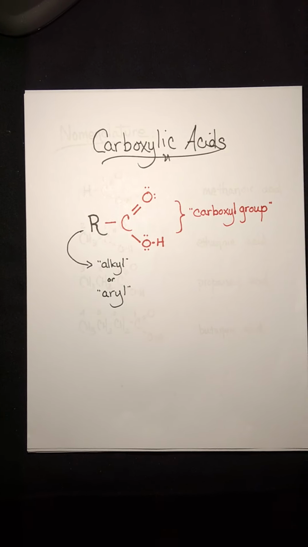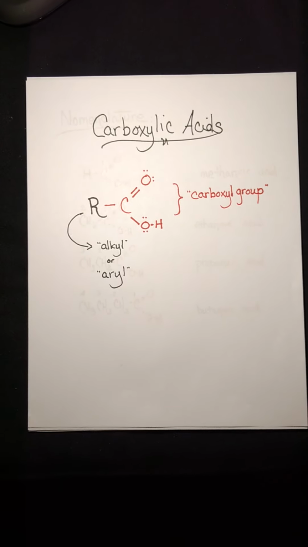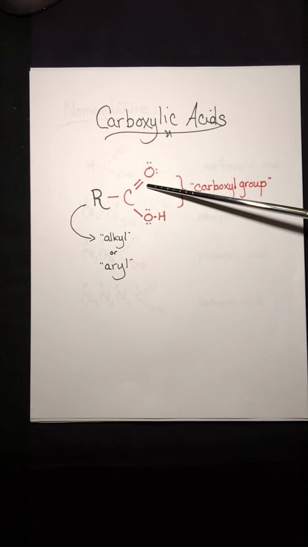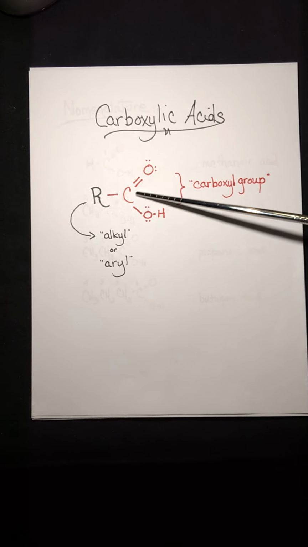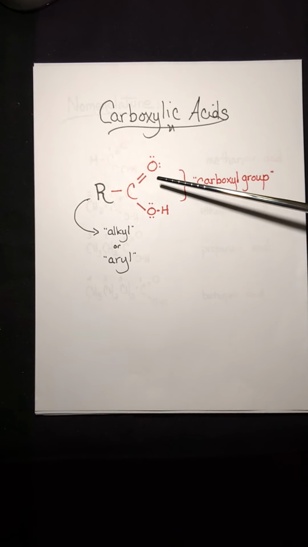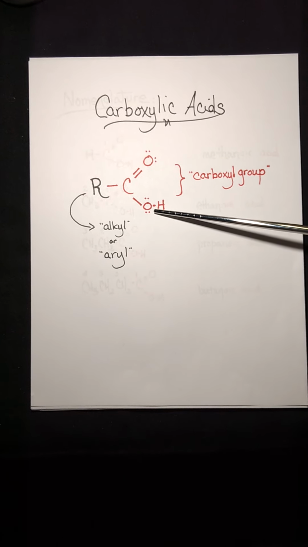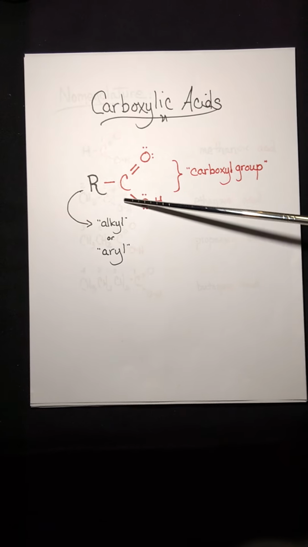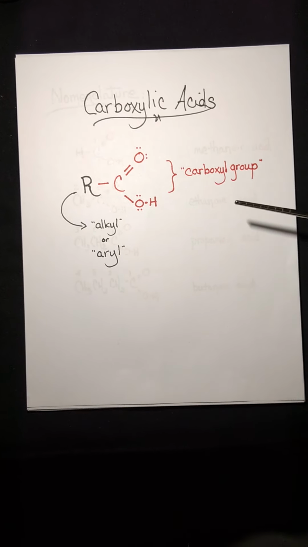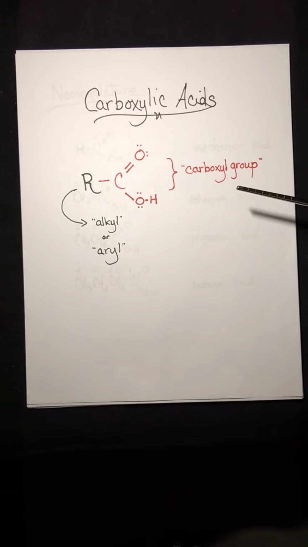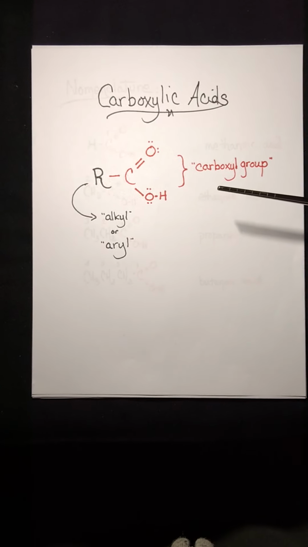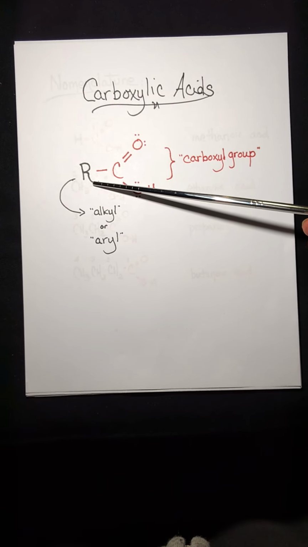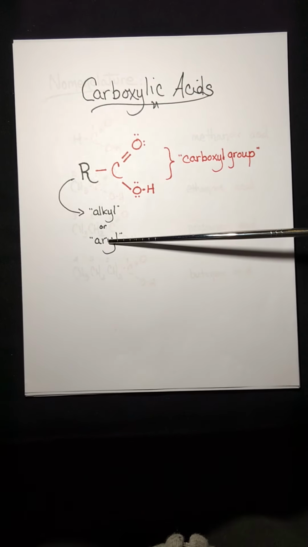Today we're going to talk about carboxylic acids. Now, a carboxylic acid is within the carbonyl family in that you can see it has a carbonyl carbon to which a hydroxyl group is attached. This entire functional group is called a carboxyl, and it's the hallmark of carboxylic acids. Of course, you have an R group which can represent any alkyl or aryl.